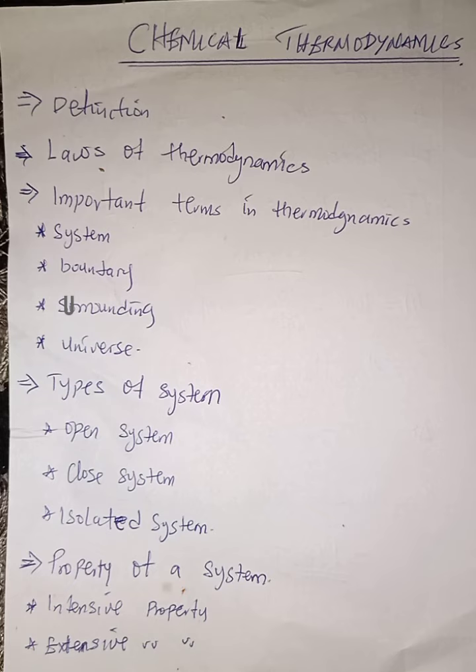While an extensive property is the property of a system that depends on the amount of substance present in that system, like volume, entropy, etc.